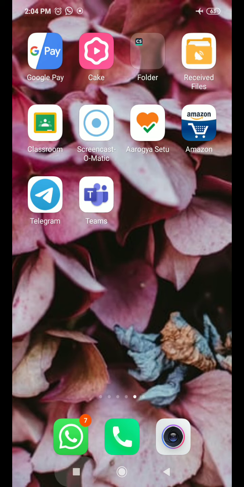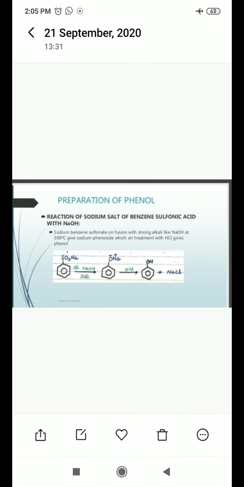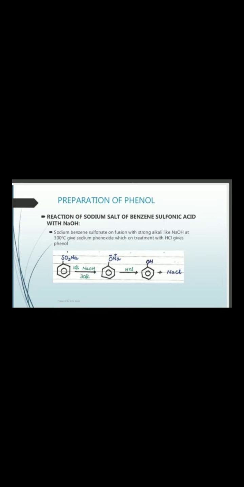As yesterday we discussed the acidity of phenol, why phenol is acidic in nature, and the reason behind the acidic nature of phenol, we also discussed the different groups affecting the acidity of phenol, like electron withdrawing groups and electron releasing groups. Now we will see the preparation of phenol.